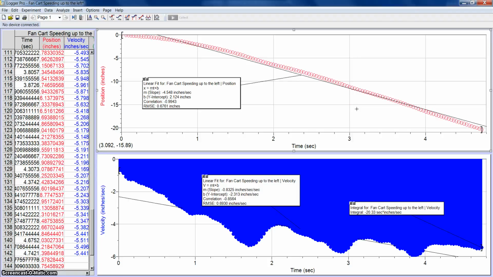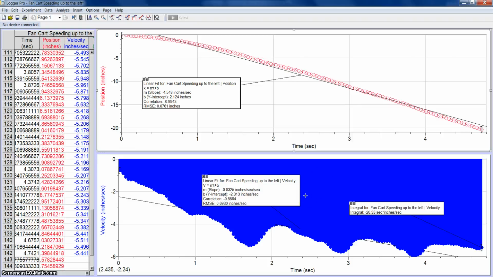This slope is exactly what we expected, and the shape of the graph is exactly what we expected for a fan cart that's accelerating to the left, or in a negative direction. And let's move on to the velocity graph.